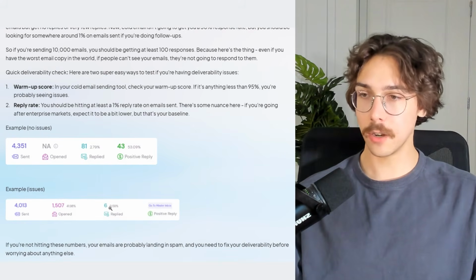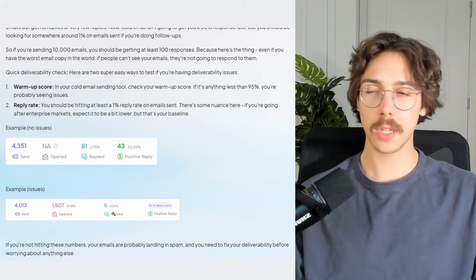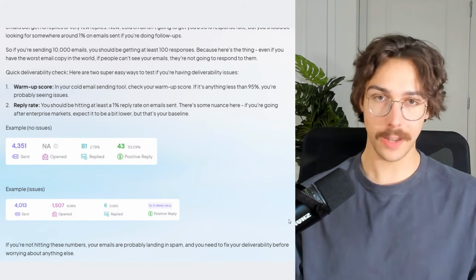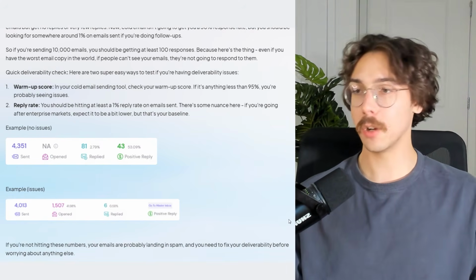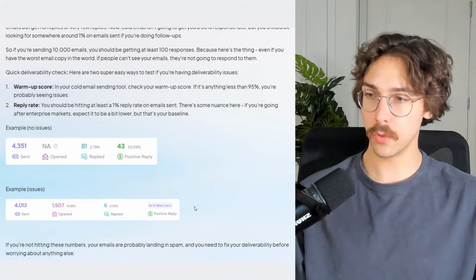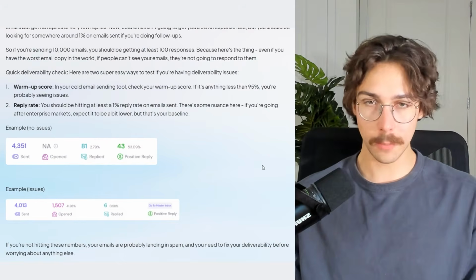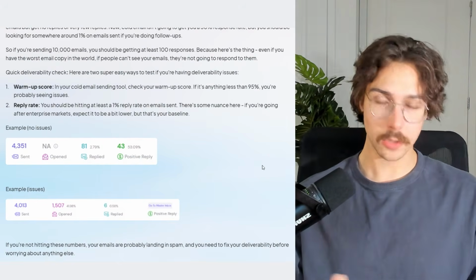And so you can see here, it's saying a 0.5% reply rate, which is already kind of low, but you're shooting off of 4,000 emails sent. We want 40 replies, not 6 replies. So a long way to go here. And this signals that there's probably a delivery issue. If you're not hitting these warm-up score numbers and reply rate numbers, your emails are probably landing in spam. Probably need to fix your deliverability.